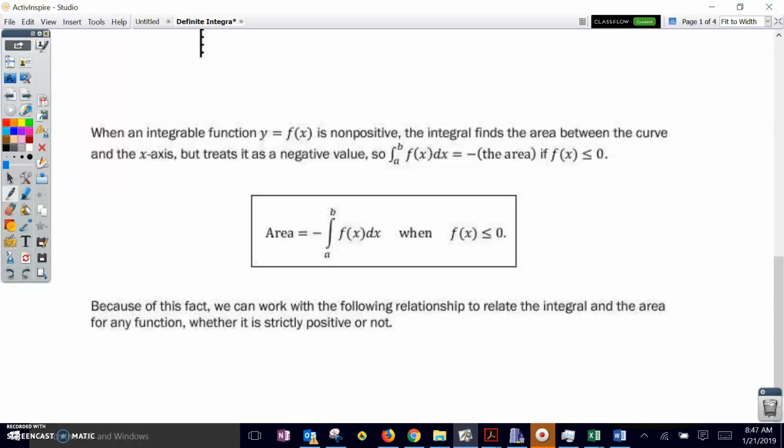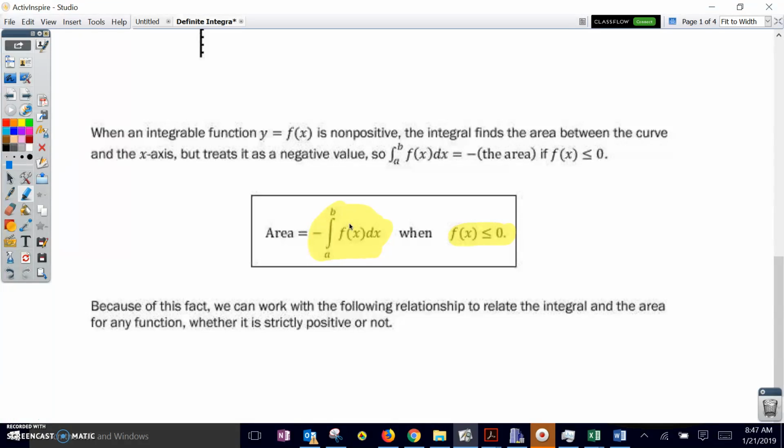Next, what we see boxed here, when we have a function that's non-positive, the integral finds the area between the curve and the x-axis, but treats it as a negative value. So if a function is less than or equal to 0 on an entire interval, then the area of that is just going to be the opposite of the value of the integral. So if I took the integral of this interval where it's all below the axis, it's going to return a negative value, and the absolute value of that value is equal to the area of the region.